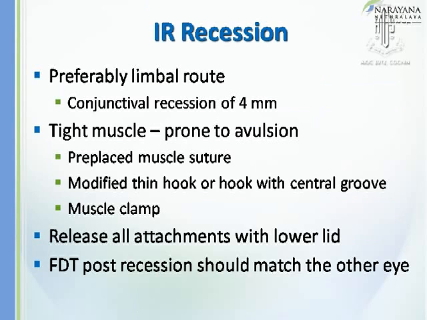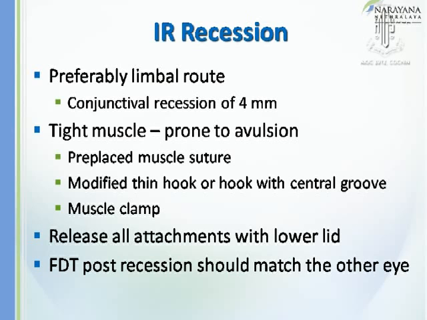So, important things that you have to know before you do an inferior rectus recession is basically that prefer the limbal route because it could be clubbed in with a conjunctival recession. Remember that it's a tight muscle and that holds true for any muscles which are tight, like in case of Duane's retraction or following an MR fibrosis secondary to a 6th nerve palsy. You need to have pre-placed sutures. You can try thin hooks because there's possibility of the muscle slipping. Use a muscle clamp. There are certain muscle hooks which have a groove in which you can do the suturing because chances of the muscle slippage are very high in them.